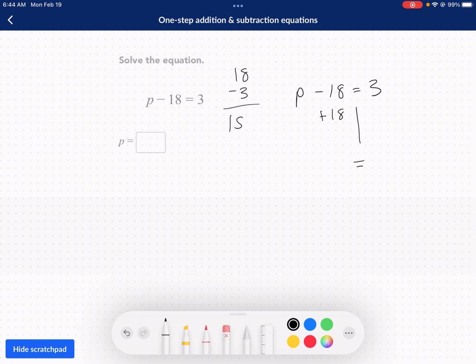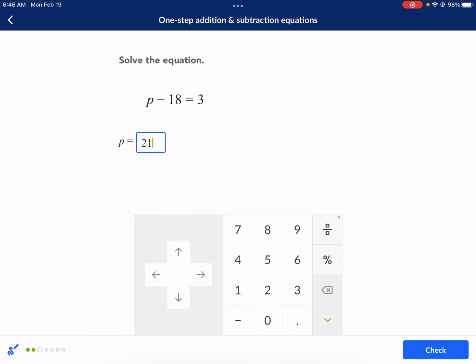So we're going to do the opposite operation. This is what tells us what to do. We look at our variable p. We want to do the opposite operation. So we see we have minus 18, so we're going to do the exact opposite of minus 18 and add that to both sides. That cancels out the minus 18, but on the right side, it doesn't cancel out. We're just going to perform the operation we see here. 3 plus 18 gives me 21. And that's my answer. So I have 21 for my answer for that one.